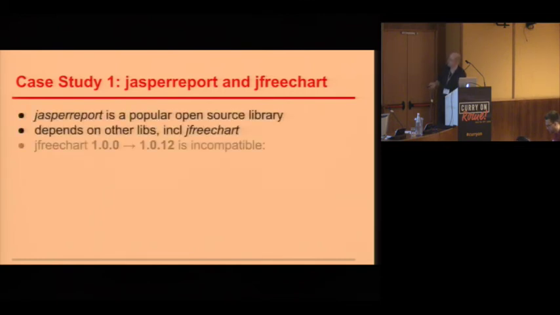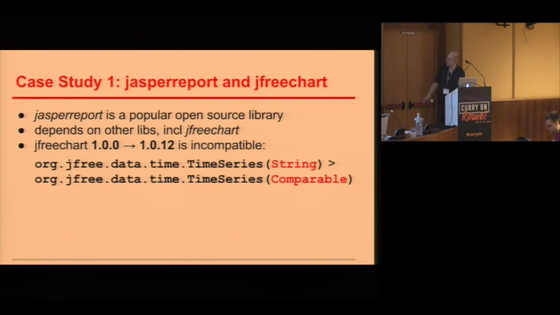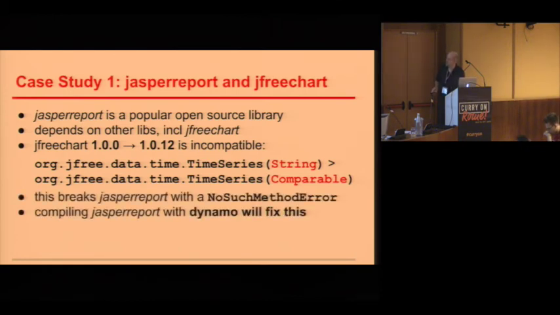The first one is a real-world scenario which we observed in one of the previous studies. There's an open source library called JasperReports that uses another open source library called JFreeChart. In JFreeChart there is an API change where a constructor is changed by generalizing the parameter type, and that actually creates a linkage NoSuchMethodError. As I said earlier, Stack Overflow and similar platforms are full of reports of errors like this, because you have incompatible API evolutions. We fix this by just compiling with Dynamo.